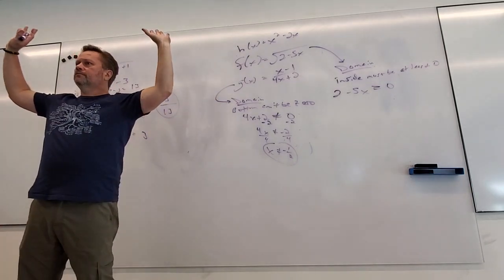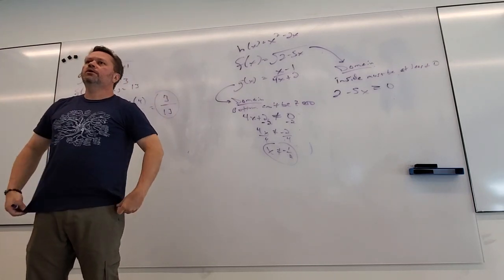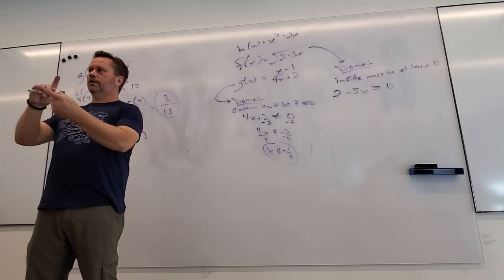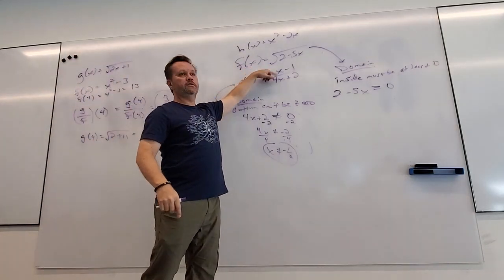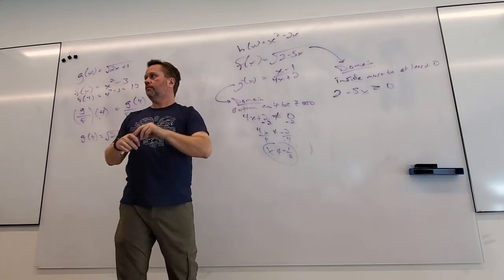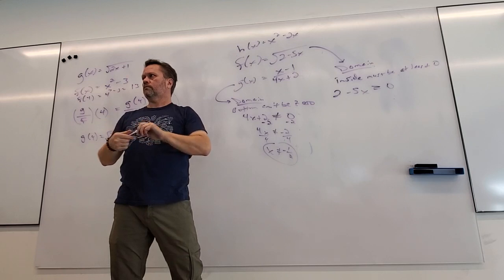Negative infinity to infinity, or just all real numbers, right? There's no issue. So what kind of functions could have issues? Root functions, rational functions. When we move over, for example, minus 2x minus 8 is greater than or equal to 0.